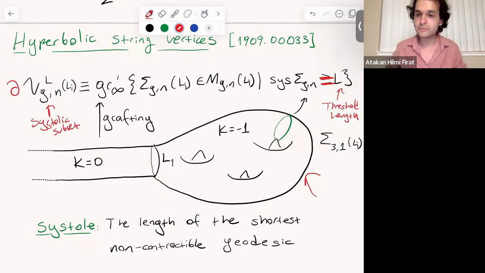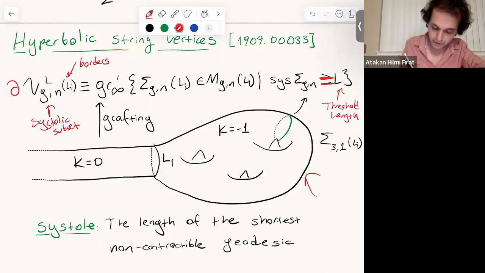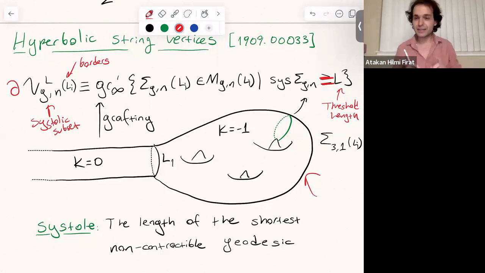And I just had a question about the notation. So the LIs correspond to the lengths of the boundaries around each of these punctures, right? There are borders, and of course you want all the LIs to be greater than this L, presumably. Not yet. So for string vertices, actually, I will take Li to be L, all of them the same as this threshold length. For our construction. At the moment, it is arbitrary, but greater than or equal to L.